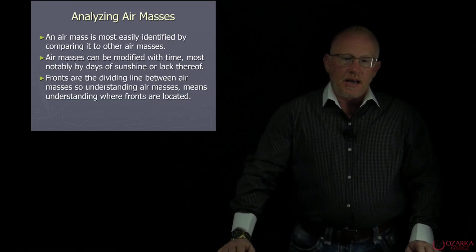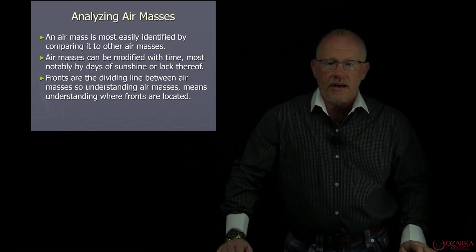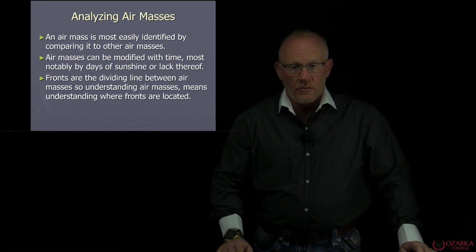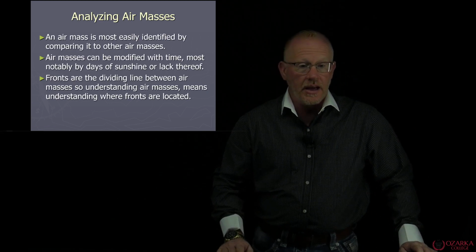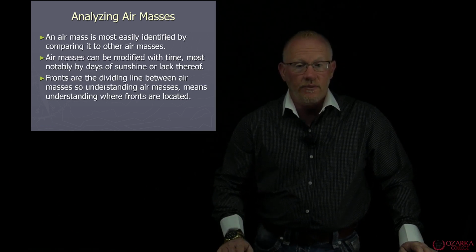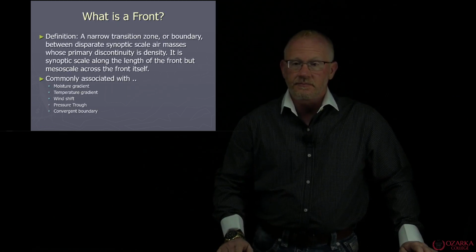So how do we analyze air masses? Air masses are very easily identified by comparing them to other air masses. Air masses can be modified with time, most notably by days of sunshine or lack thereof. Fronts are the dividing lines between air masses, so understanding air masses means understanding where fronts are located. Now you need to remember that. Fronts are dividing lines between air masses.